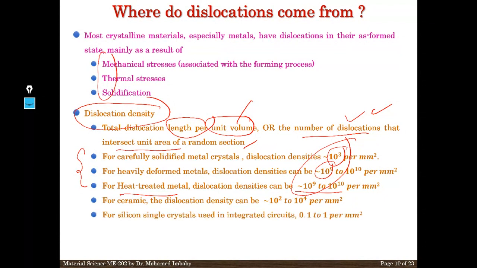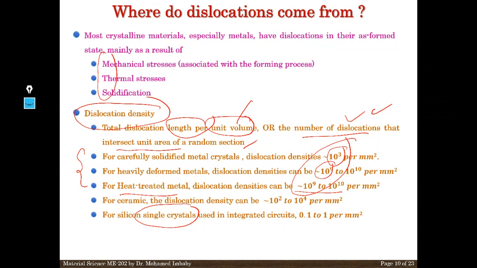Come to the silicon single crystal. I'm talking about a single crystal. Silicon is used in electronics, by the way, in integrated circuits and electronics applications. You've seen it here, 0.1 to 1 per millimeter. It's a very small amount, right? But it's not zero. You get the point? So in a single crystal, I expect there is not much dislocation inside. When you talk about a polycrystal, you expect more dislocation. Is that clear? Yes, doctor.